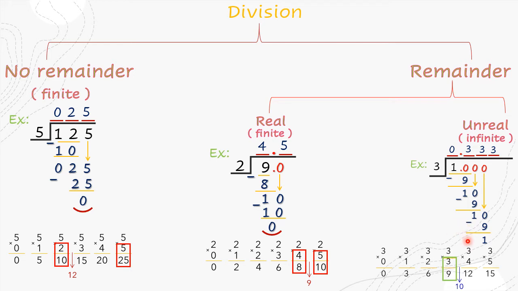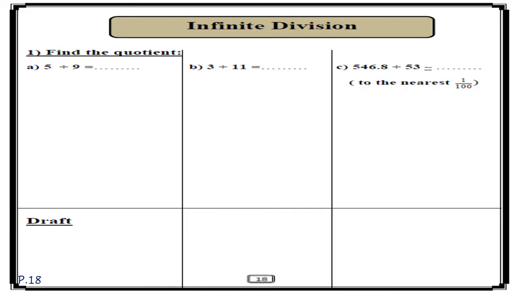So there is no end for this division. No end. Even if I add 0 every time and drop it and search, we still have a remainder. So that means there is no end for this division. This is infinite division. So that means I'm going to stop here and say the answer is 0.333. That's it.